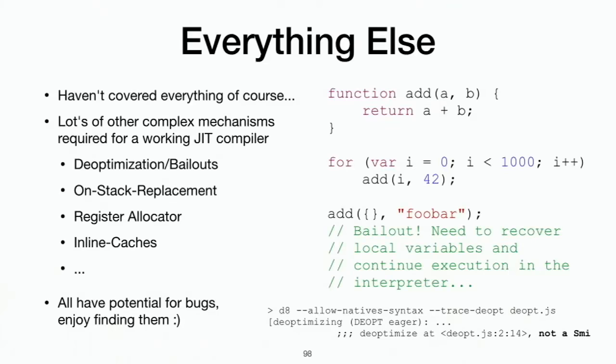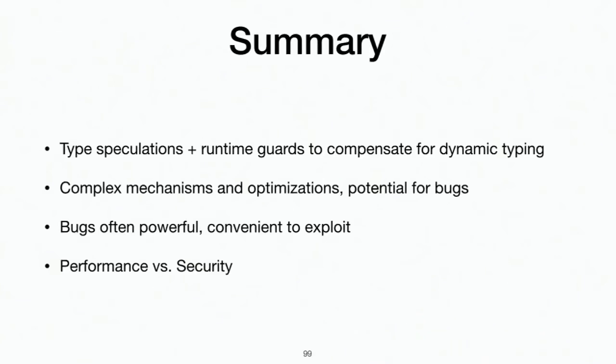There's register allocation, which we haven't talked about at all. Also inline caches. Inline caches is essentially kind of something in between the interpreter and the speculative and optimizing JIT. But I have some references on the next two slides where you can read up if you're interested. And of course, all of these are quite complex. There's potential for bugs there, so enjoy finding them, I guess.